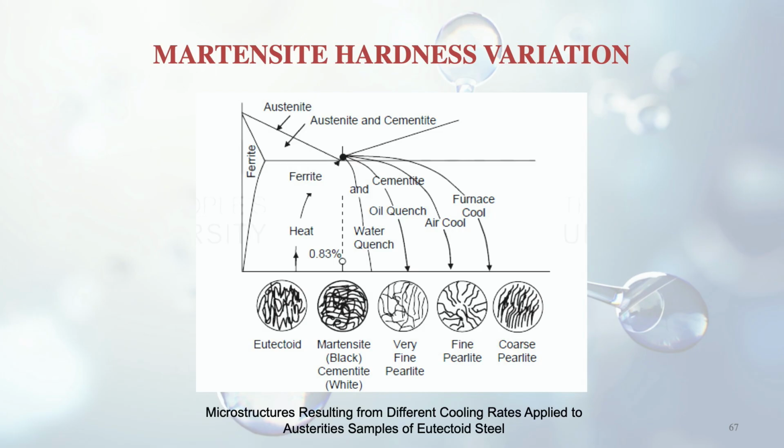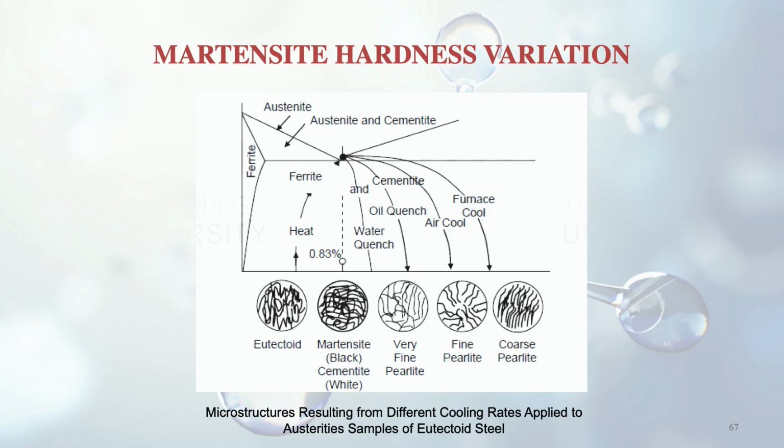Further there is oil quenching. When we are doing oil quenching, then we are getting very fine pearlite. So it's better than the fine pearlite in terms of the compactness. And if we are doing water quenching, then we are getting martensite. Most portion is martensite, a little bit of portion is cementite. And in the case of the eutectoid, we are getting pearlite, 0.83%. So it's a mixture of ferrite and cementite.